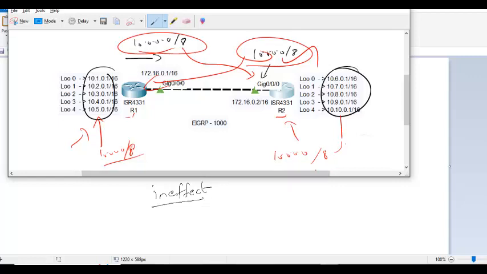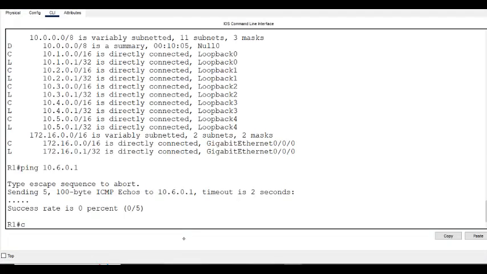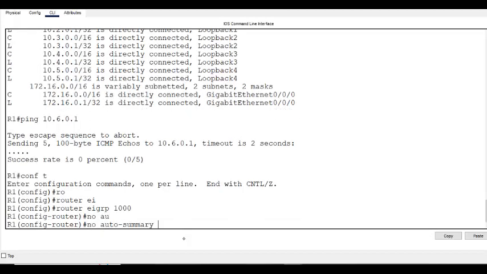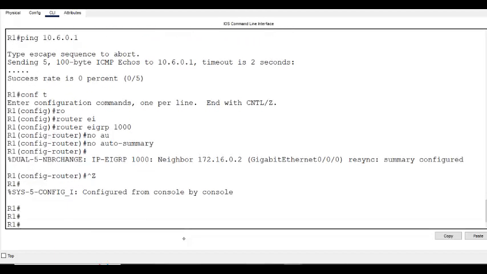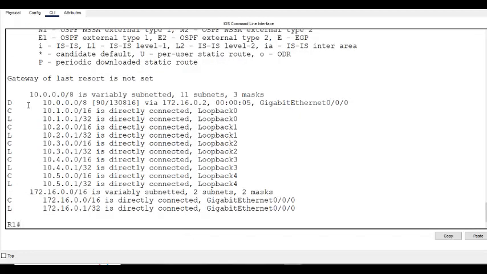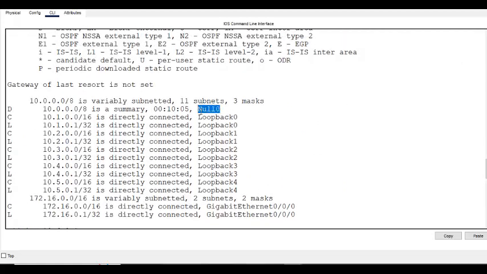Router EIGRP 100, sorry, 1000. No auto summary, simple. No auto summary. When you hit enter and go back and check the routing table, show IP route now. Earlier, we were having one summarized route pointing towards null zero. It was pointing towards null interface. Null means dummy interface. But now you don't see that because the summarization is no more happening. Let me go to router 2, router EIGRP 1000, no auto summary. Okay, now you will see a big difference.